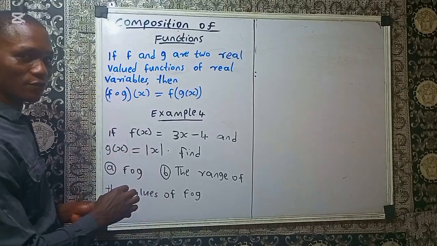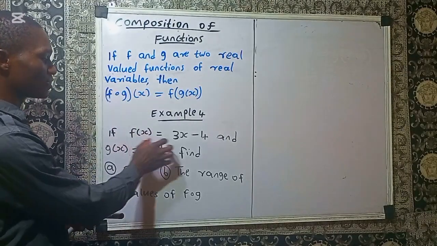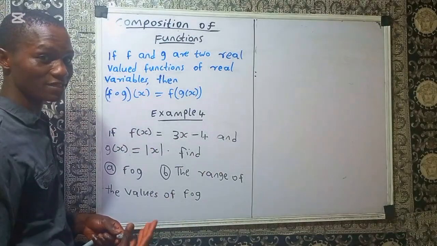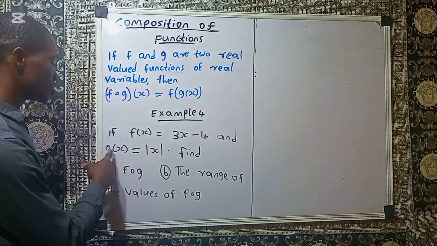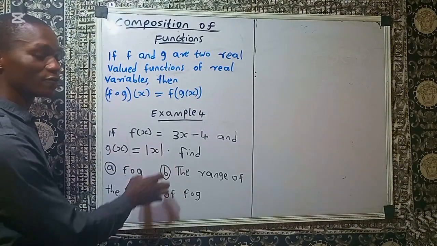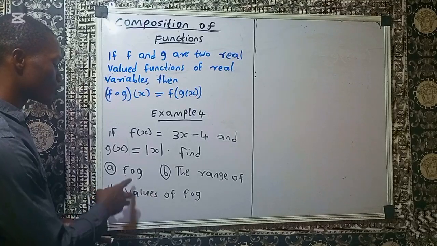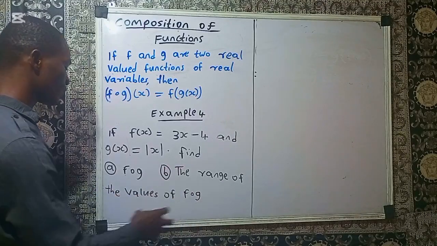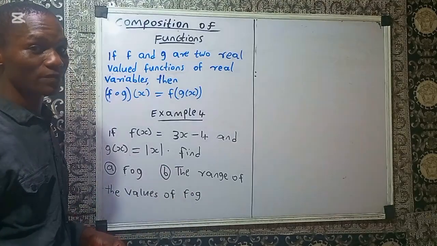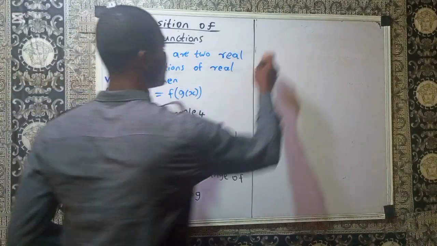So let's look at this fourth example. We have that f of x is 3x minus 4. That's a polynomial function. And g of x is the absolute value function, absolute value of x. So we want to find f composition g and the range of values of this f composition g. Let's look at the first one.